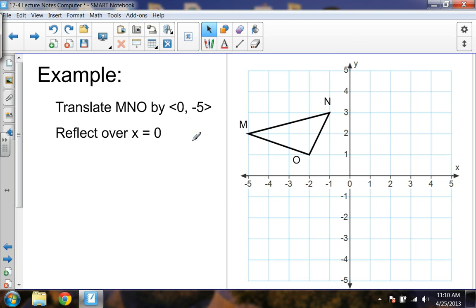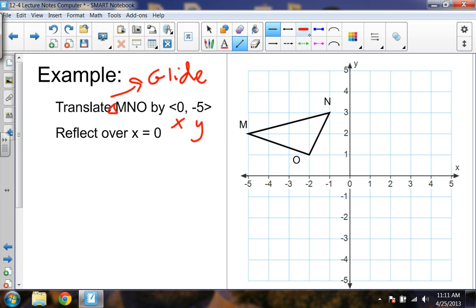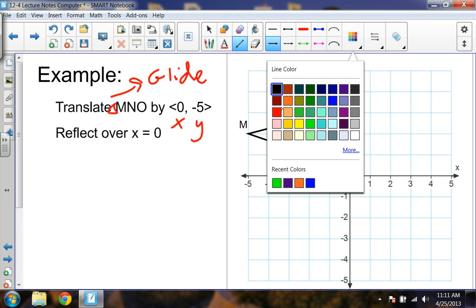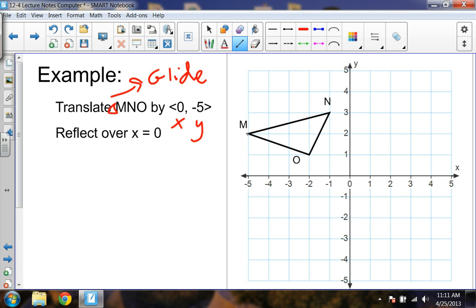Okay, examples of glide reflections. First I want to translate or glide. They're both the same. Let me write that. Translate, glide, same thing. This should be triangle MNO. Triangle MNO by 0, -5. So 0 is your X, -5 is your Y. So that means I want to lower all of these down 5. So they go 0 in the X direction. Each point, I'll lower 5. 1, 2, 3, 4, 5. 1, 2, 3, 4, 5.